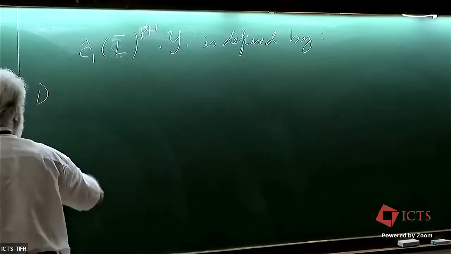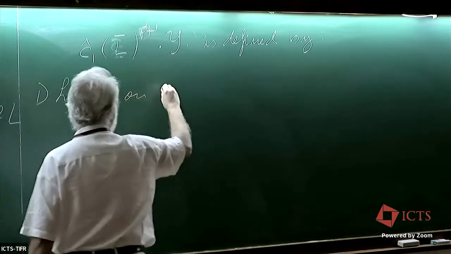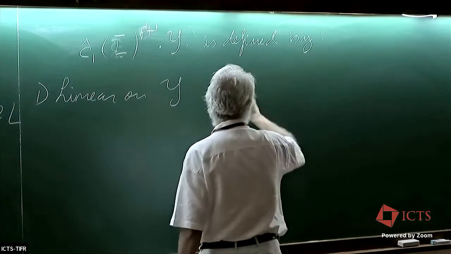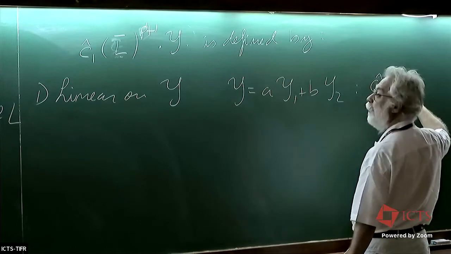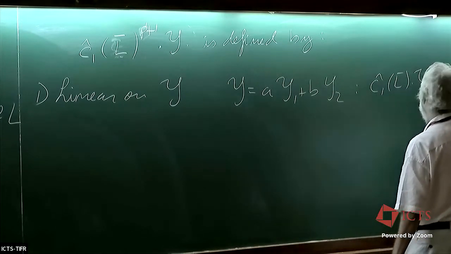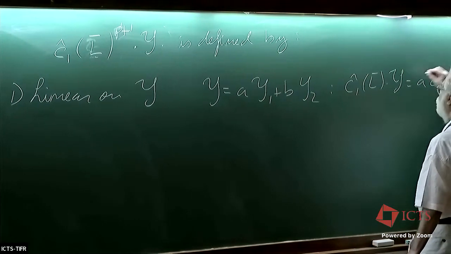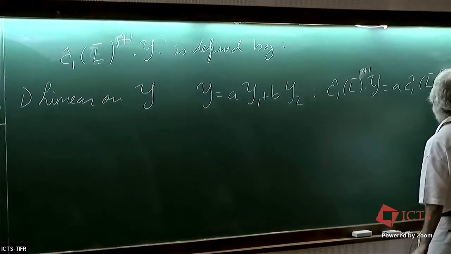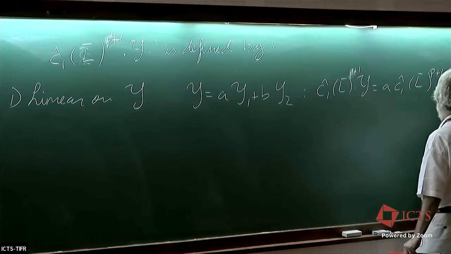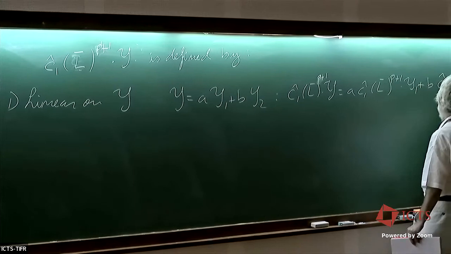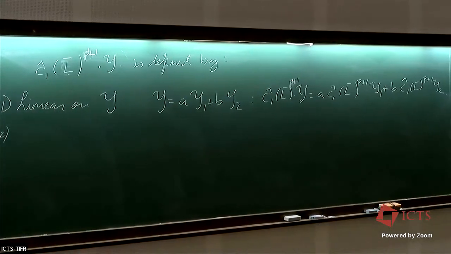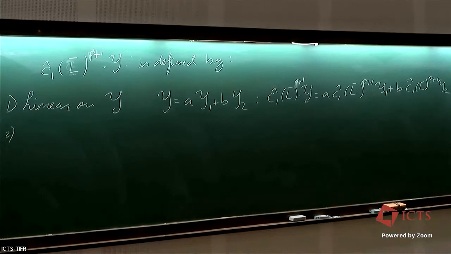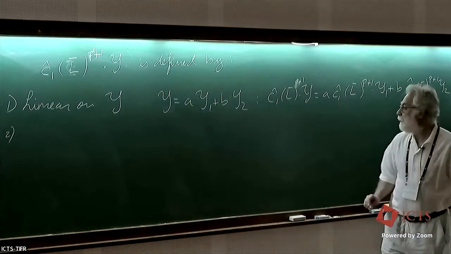The first property is that it is linear on Y, in the sense that if Y is equal to aY1 plus bY2, then ĉ1(L bar)^(p+1) · Y will be equal to a times ĉ1(L bar)^(p+1) · Y1 plus b times ĉ1(L bar)^(p+1) · Y2. This means that in order to determine this product, I can reduce to the case of irreducible cycles. Yes, a and b are rational numbers.